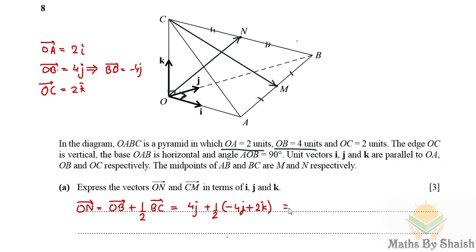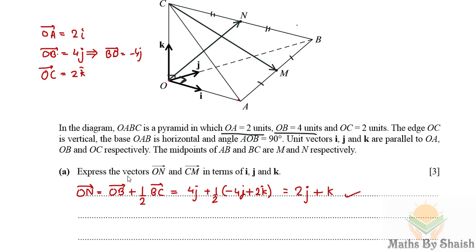Now we are going to simplify. We can see it is minus 4 by 2, minus 2 and plus 4, so we will get 2 j cap only, the 2 j vector, and 1 by 2 into 2, that is going to be k.